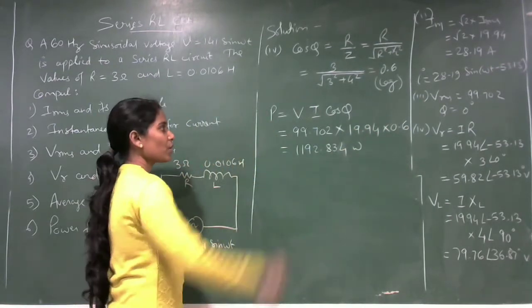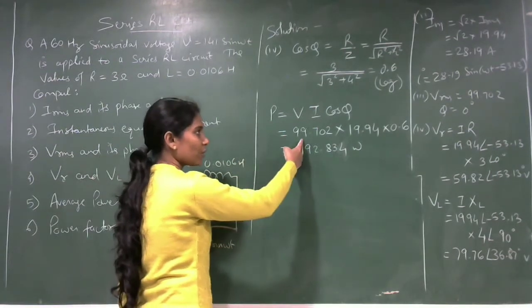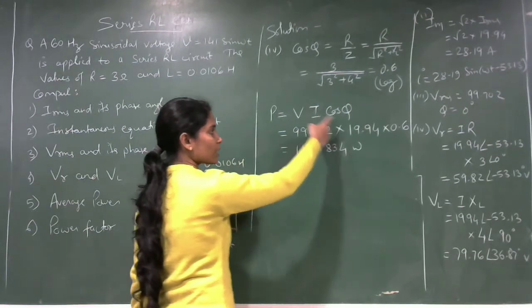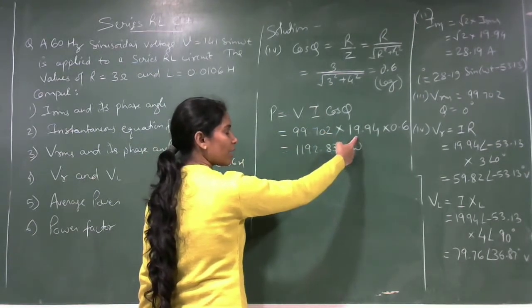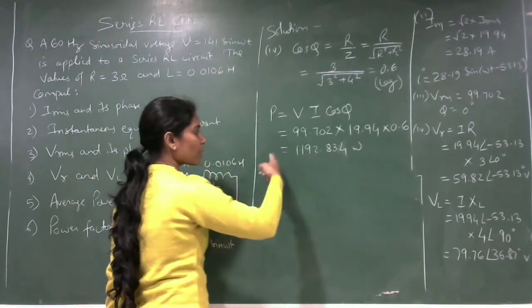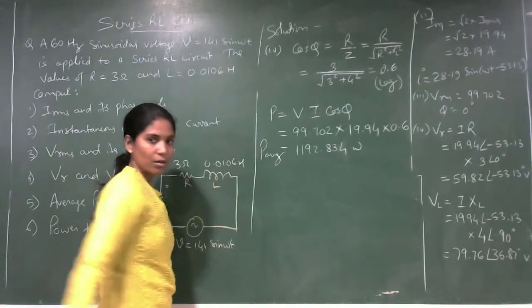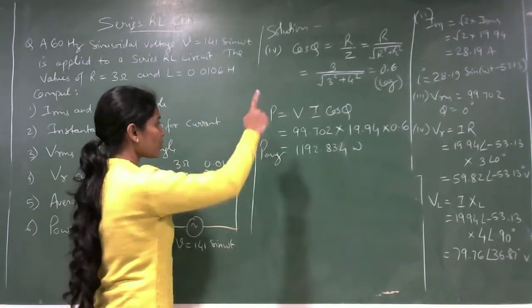So this is the value coming for active power, that is VI cos phi. V is RMS value 99.702. What is I? That is the RMS current 19.94. Cos phi we just calculated, that is 0.6. So this is the value coming for active power, or we can say this is my average power. Right? So this is the completion of the fourth bit.